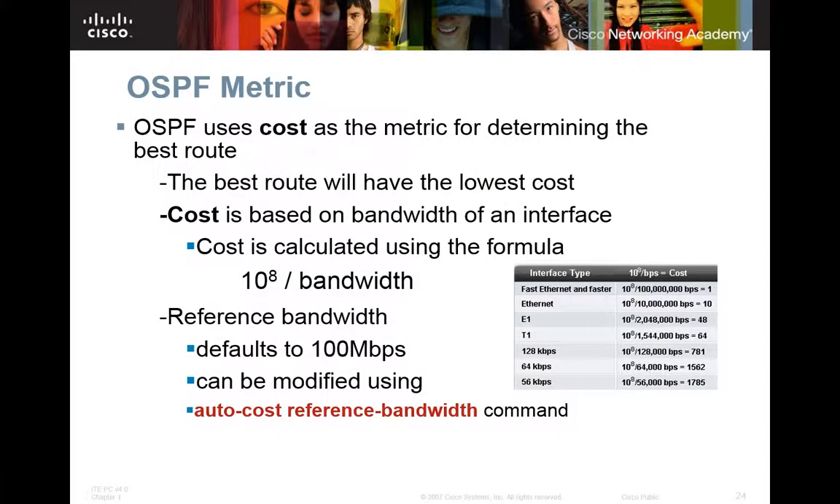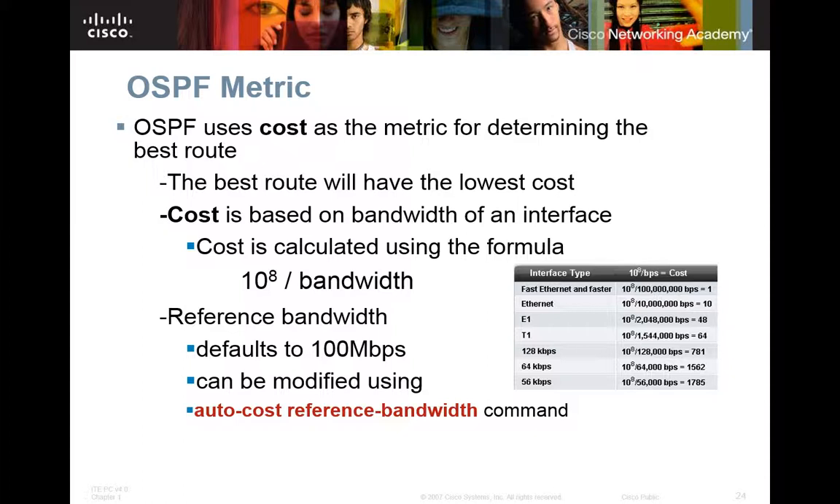OSPF uses a cost to determine the best route. The cost is based on the bandwidth of an interface. Cost is calculated by using 10 to the 8th divided by the bandwidth. Okay?